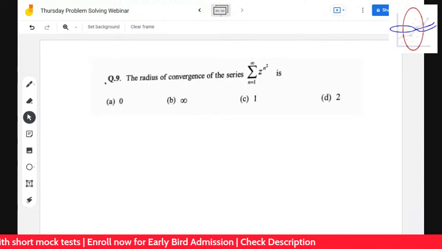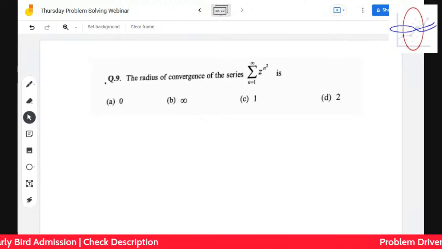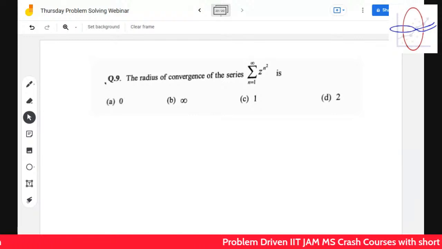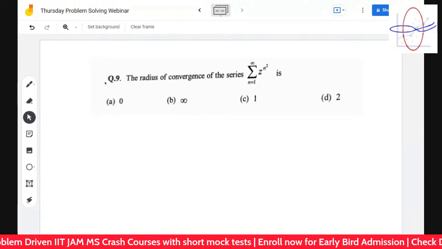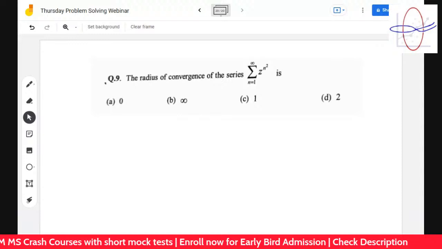No. Okay, so that's the idea. The proof is a bit different, so I am not doing the proof. It's like the ratio test and comparison test combined. You can check the proof out there. If you don't understand the proof, just ask me. I will prove it next day.